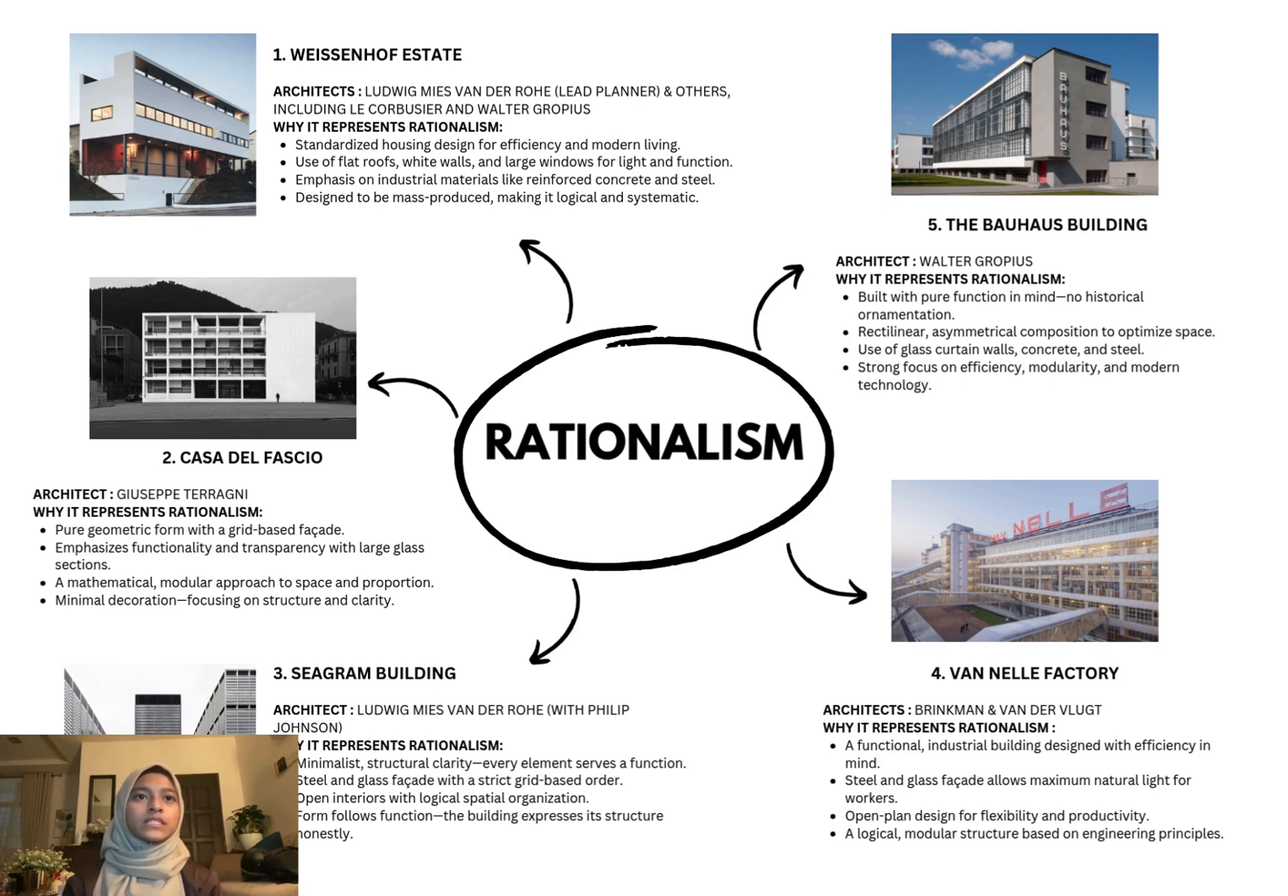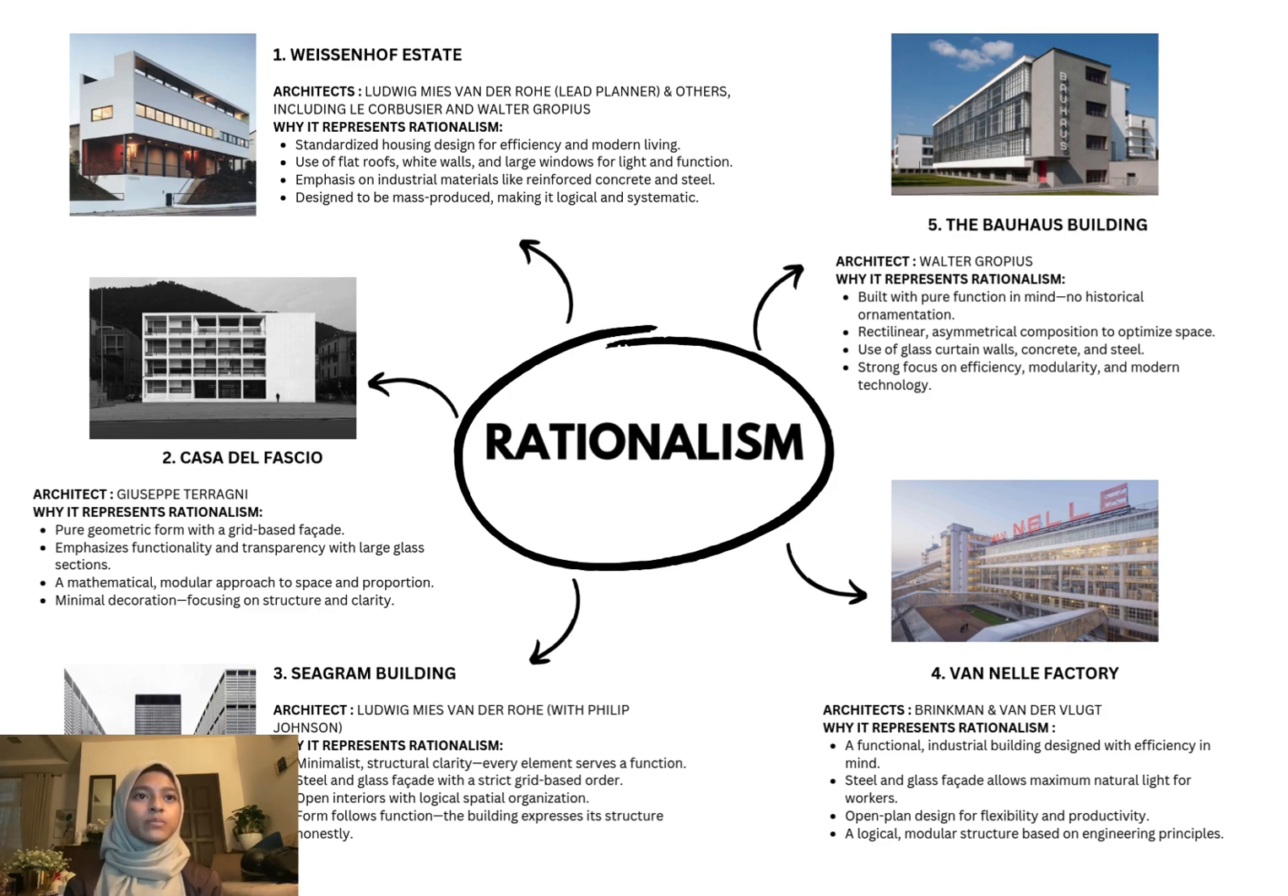The fourth one is Van Nelle Factory. Architects: Brinkman and Van der Vlugt. What it represents in rationalism: a functional industrial building designed with efficiency in mind. Steel and glass facade allow maximum natural light for workers. Open plan design for flexibility and productivity. A logical modular structure based on engineering principles.